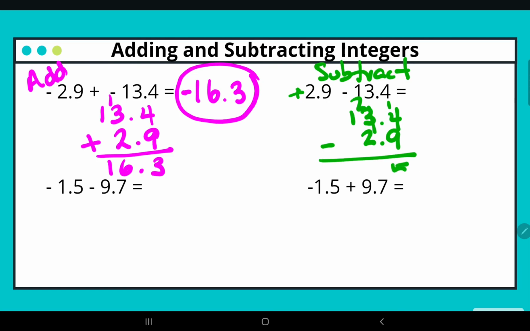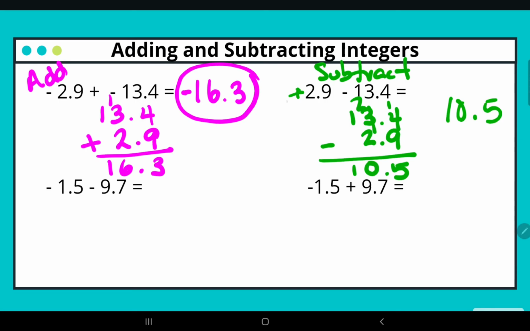14 minus 9 is 5. 2 minus itself is 0. And then we bring down the 1. Okay. It says different signs subtract. Keep the sign of the higher or larger number.